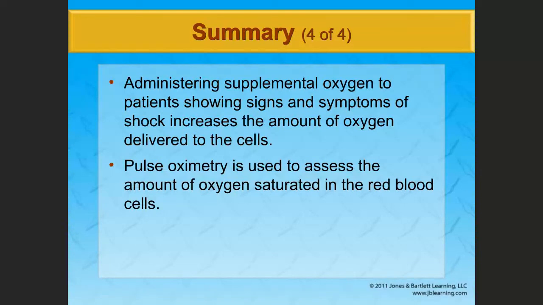Now, administering supplemental oxygen to patients showing signs and symptoms of shock increases the amount of oxygen delivered to the cells. Signs are the things that you can see, hear, smell, and what can be measured. Symptoms are what the patient complains of. Pulse oximetry is used to assess the amount of oxygen saturated in the red blood cells. And that would be the end of this particular chapter.